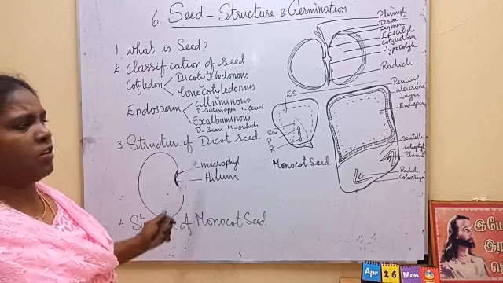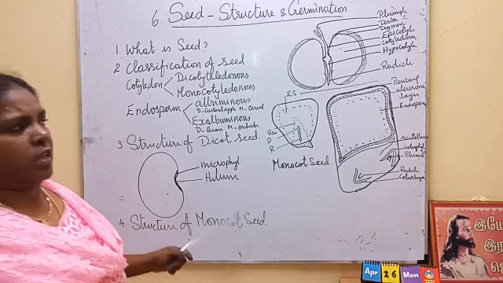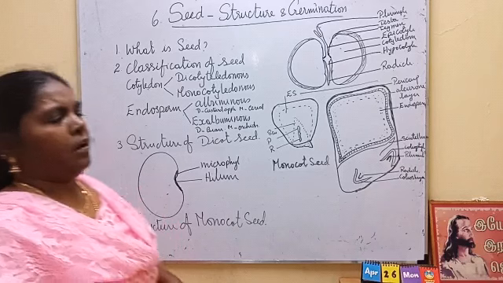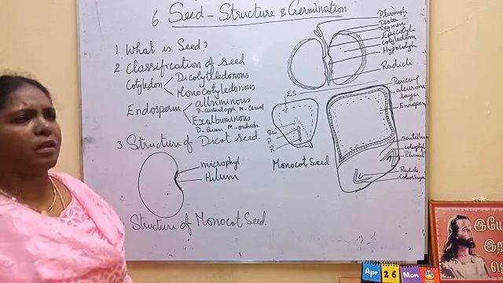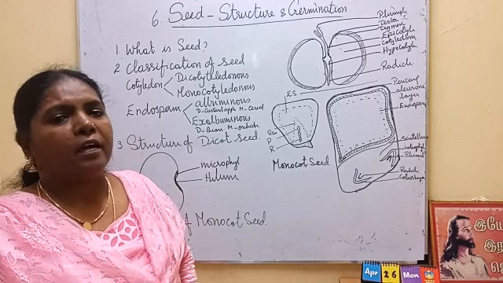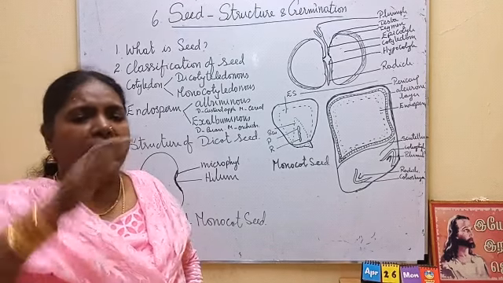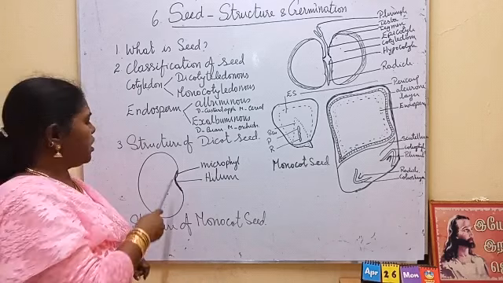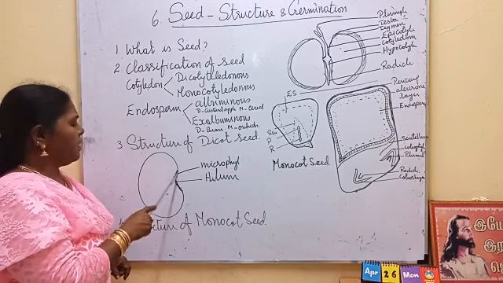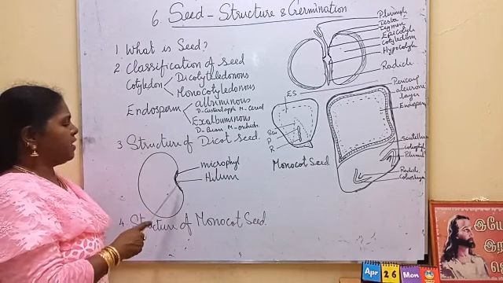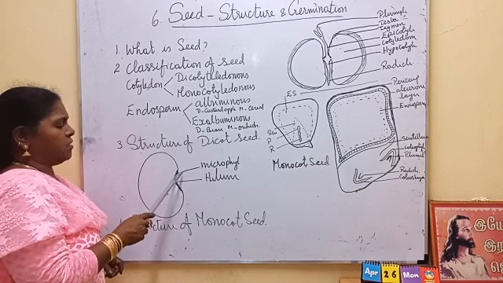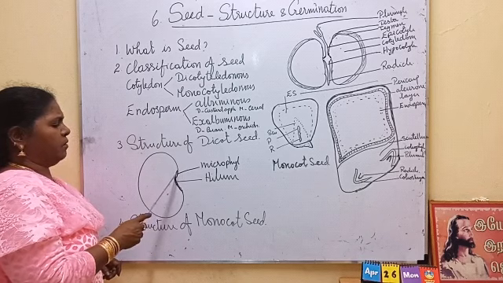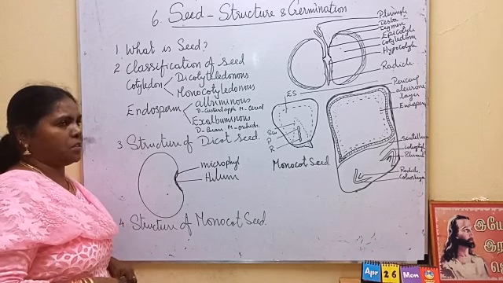Now we will see the structure of the seed: structure of dicot seed and structure of monocot seed. First, structure of dicot seed, the bean seed. If you take the bean seed, one side is convex and the other side is concave. The concave portion has a thick part like this. It is called hilum. Then you can see a small opening, which will not be seen with the naked eye.